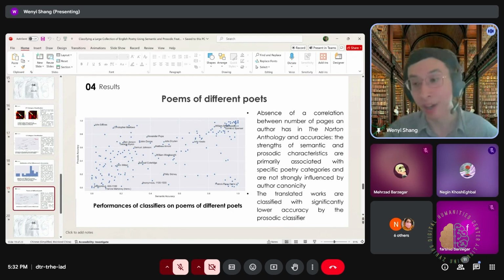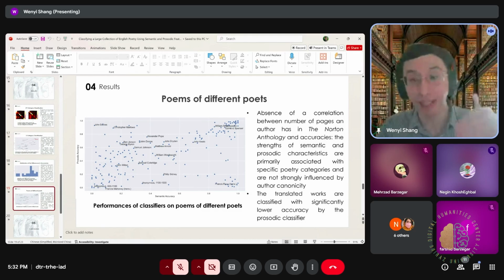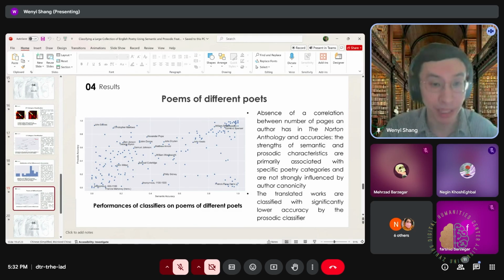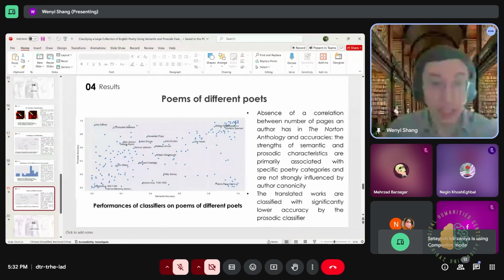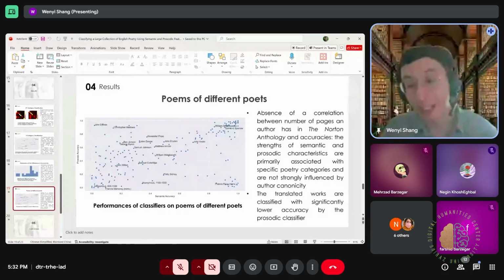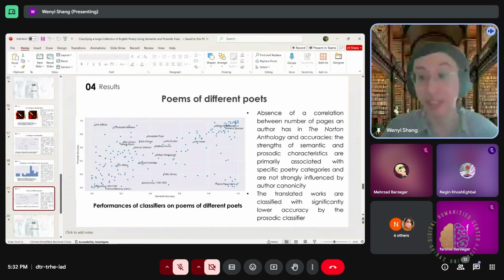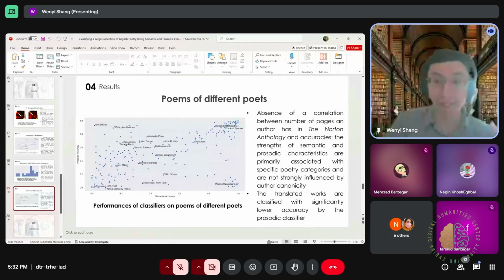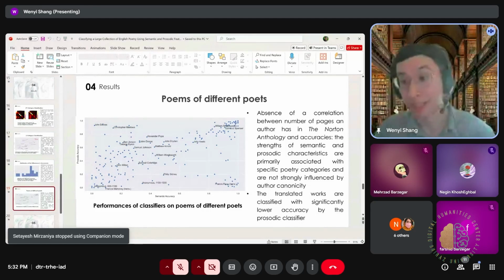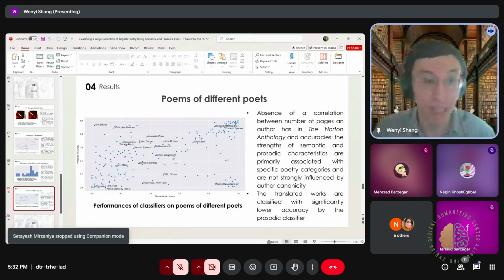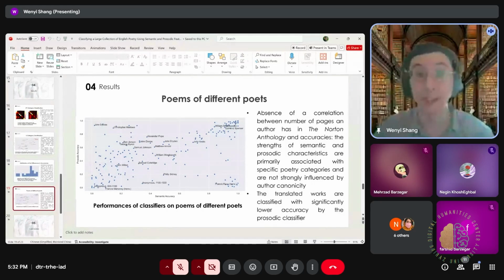So we can say that some canonical authors like William Shakespeare and Edmund Spenser appear in the top right. So they can be very well classified by both prosodic features and semantic features. So meaning that Spenser and Shakespeare basically set the norm for what a poetry category is. However, it is not necessarily the case for all canonical poets. You can say that John Milton, also a very prominent English poet, appears in the bottom left, meaning that his poems cannot be very well classified by either prosodic features or semantic features.